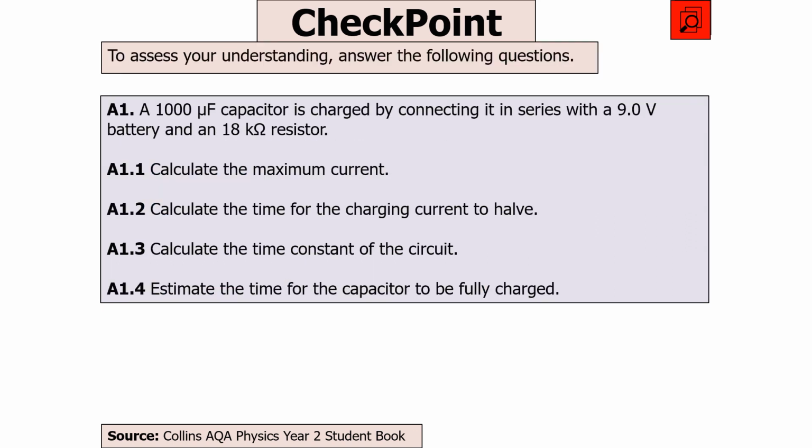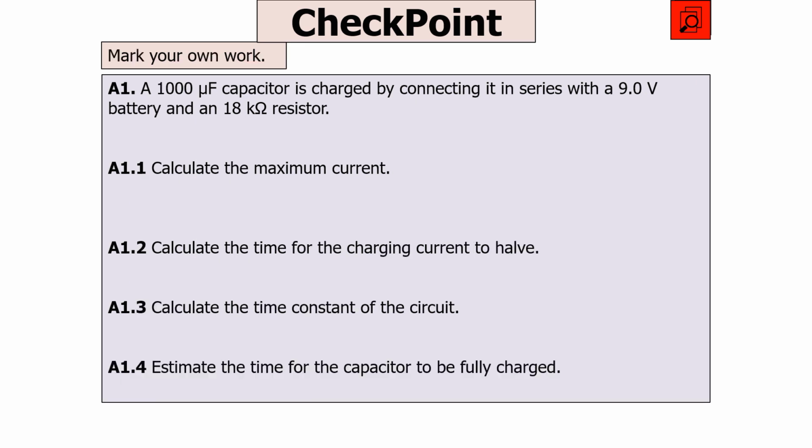The next question says a 1000 farad capacitor is charged by connecting in series with a 9 volt battery and an 18 kilo ohm resistor. Calculate firstly the maximum current, then calculate the time for the charging current to halve, then calculate the time constant of the circuit, and then estimate the time for the capacitor to be fully charged. So pause the video now, then unpause the video when you want to go through your answer. Right, in this question, it's all about thinking what information you're given.